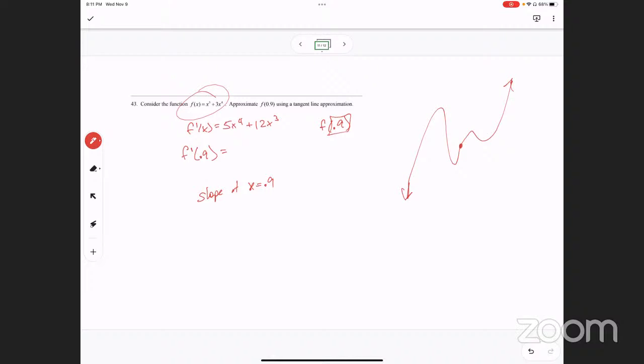They want us to approximate f of 0.9 using tangent line approximation, but I'm not sure what they mean by that. I don't know if they mean taking the derivative of the derivative and then seeing where it is, but that's just with concavity. That's not with the approximation. Right, exactly. And also, we already can see what the function is. Why not just plug in 0.9? We don't have to approximate. We can find it exactly. Right. I don't know. That's odd. Sorry.